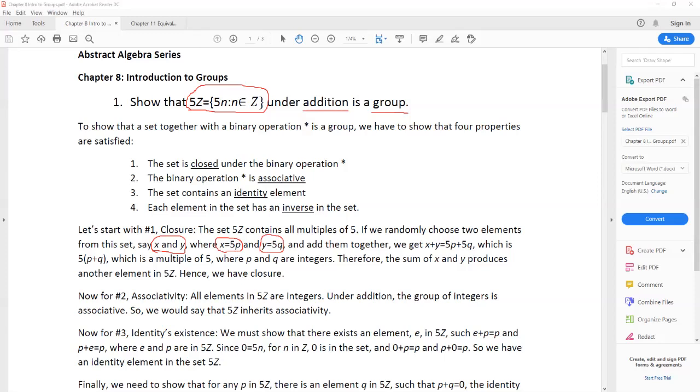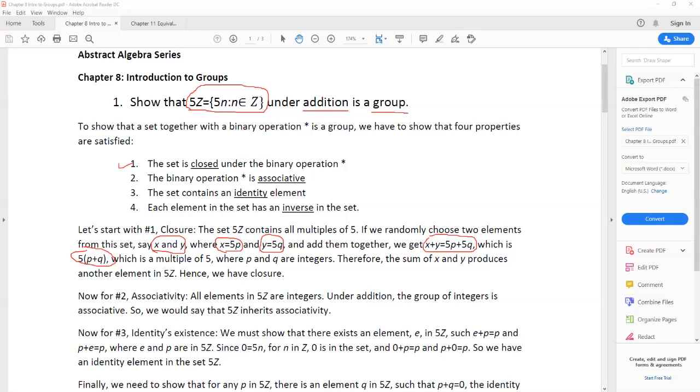If we add together 2 multiples of 5, we get a result that is also a multiple of 5. For example, if we let x equal 5 times p and y equal 5 times q, where p and q are integers, if we add those together, then x plus y is 5p plus 5q. And that gives us 5 times the quantity p plus q. And if we add p and q, what do we get? We get another integer. So x plus y, the sum of these 2 arbitrary elements, is just another multiple of 5. And therefore, we have closure. So the first property is satisfied.